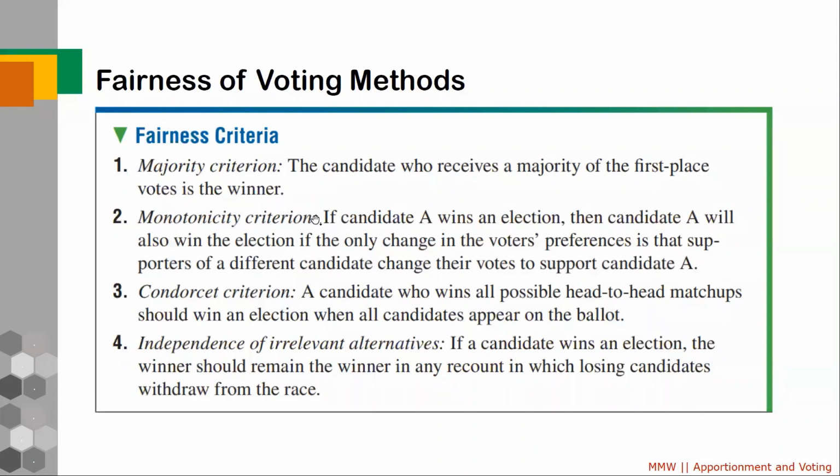Okay, monotonicity criterion: if a candidate A wins an election, then candidate A will also win the election if the only change in the voters' preferences is that supporters of a different candidate change their votes to support candidate A. So if candidate A wins the election, and supporters of a different candidate change their votes to support A, A is still the winner.